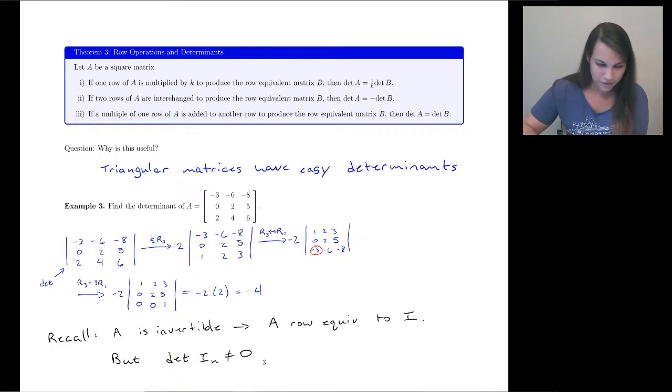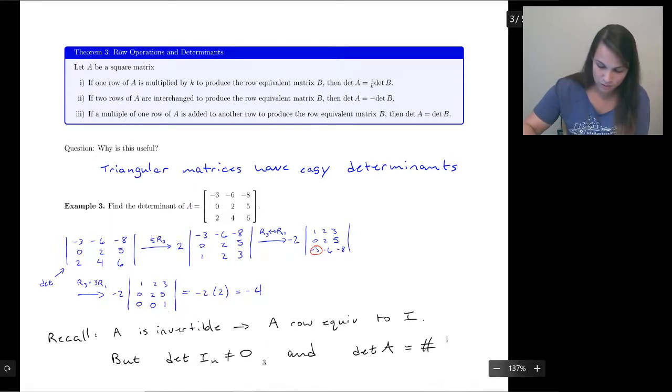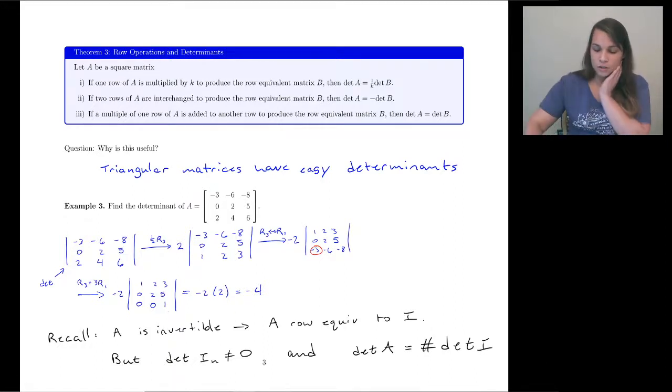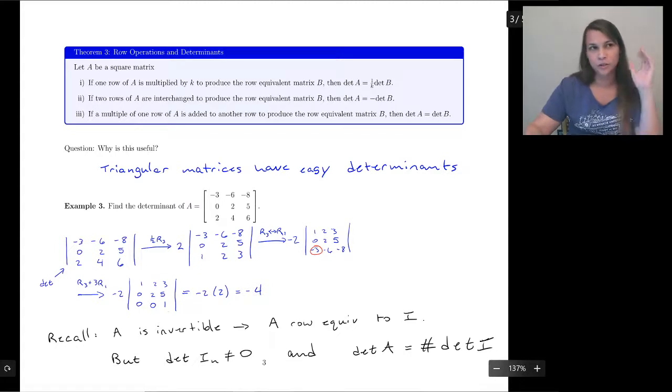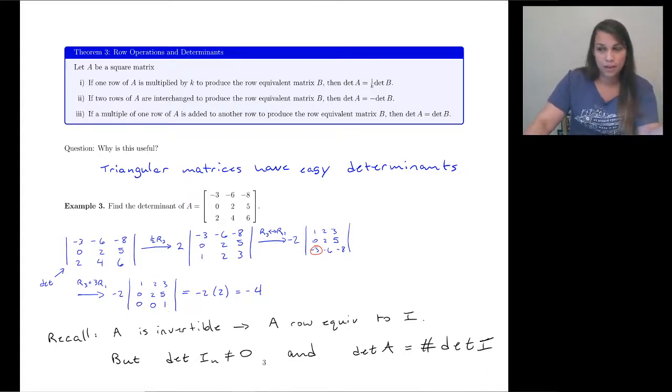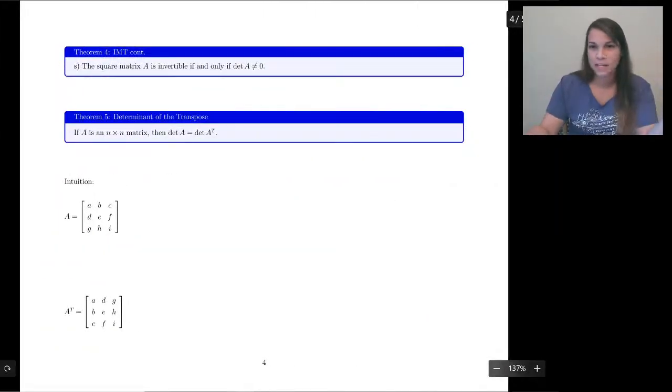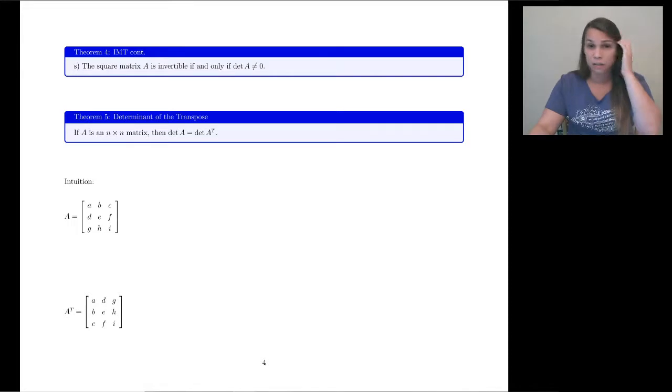But we also know that the determinant of A is just going to be some number times the determinant of I based on what row reductions we did. So that brings us to how we're going to tie determinants in with invertible matrices. Theorem 4, it's just an extension of the invertible matrix theorem.